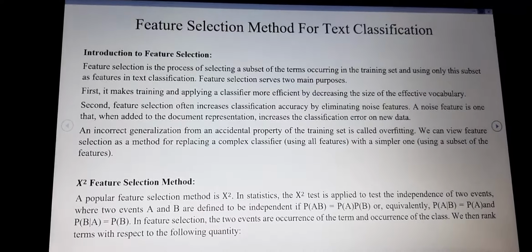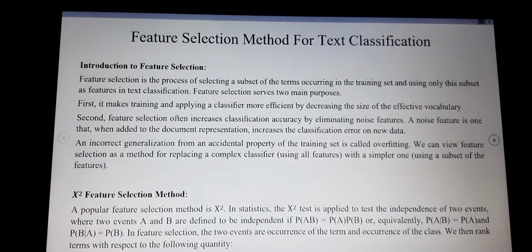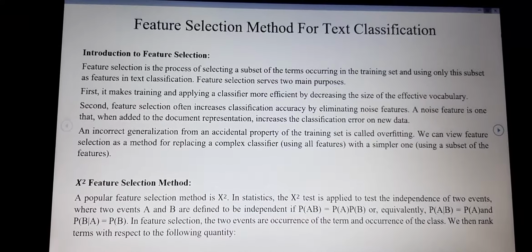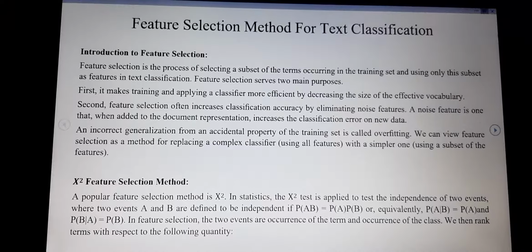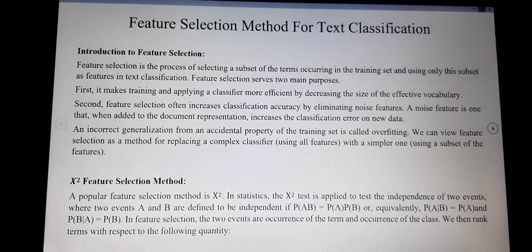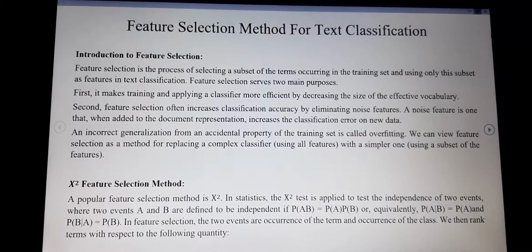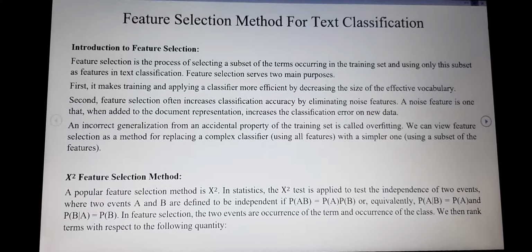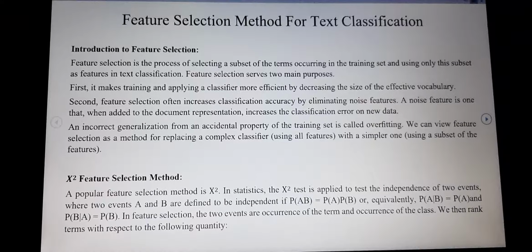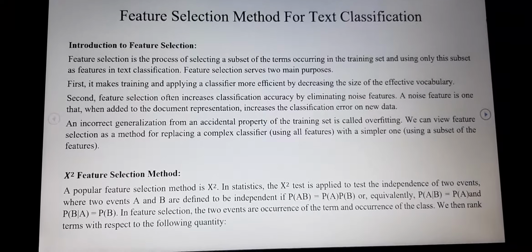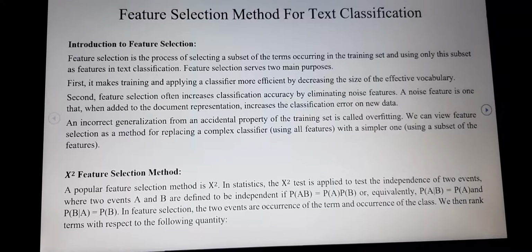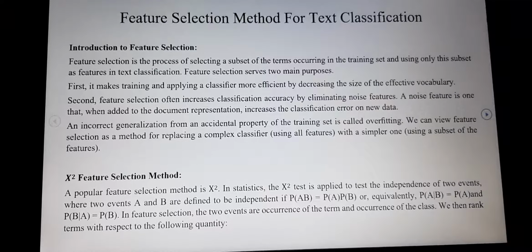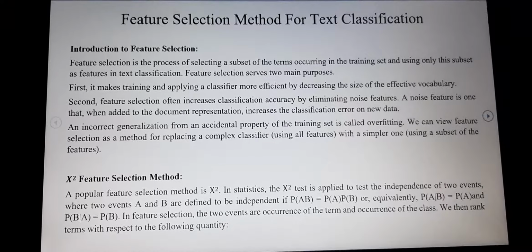One of the feature selection methods is the X-square feature selection method, in which, in statistics, X-square is applied to test independence of two events, where two events A and B are defined to be independent if P(AB) equals P(A) times P(B), or equivalently P(A|B) equals P(A) and P(B|A) equals P(B). In feature selection, the two events are occurrence of the term and occurrence of the class, and we rank terms with respect to the following quantity.